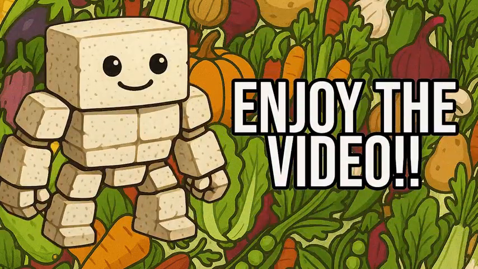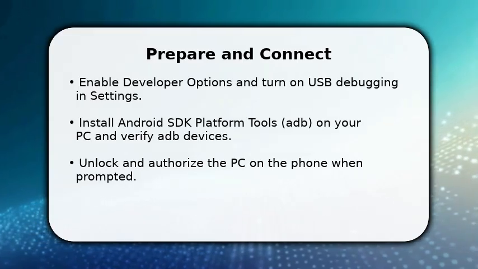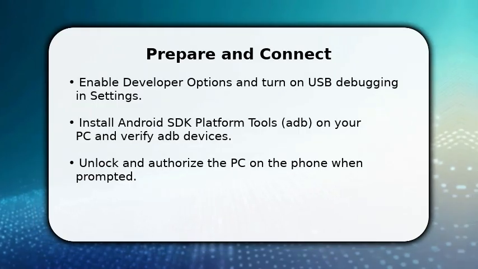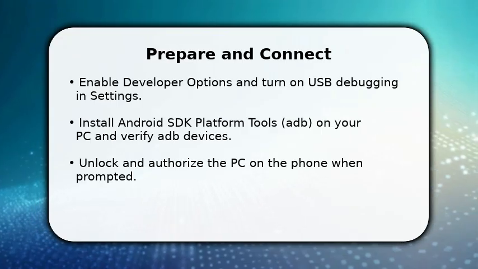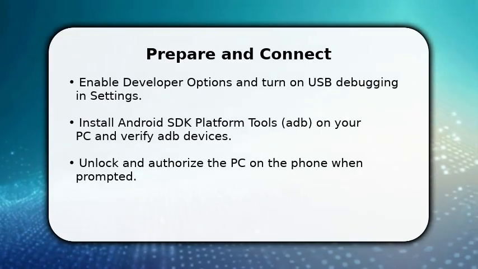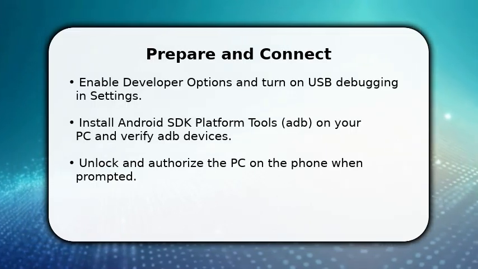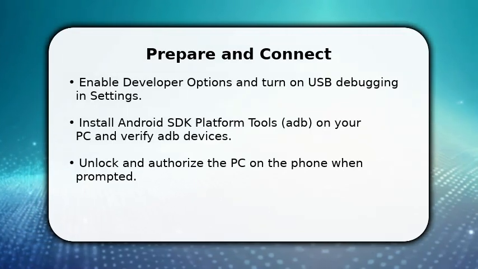You start by preparing both devices, enable developer options, and turn on USB debugging so your computer can communicate. Install Android SDK platform tools and confirm ADB recognizes the phone with adb devices. Once done, unlock the phone and accept the RSA authorization prompt. This allows full ADB sessions.